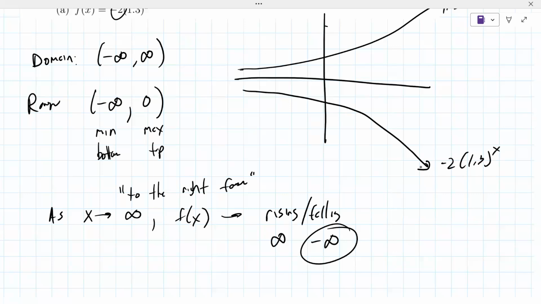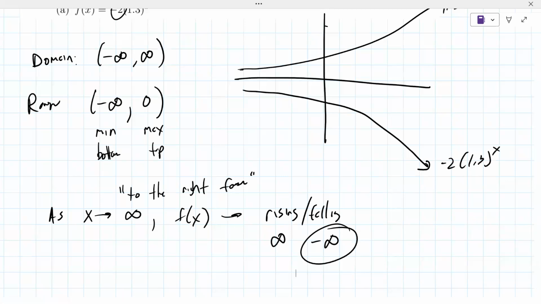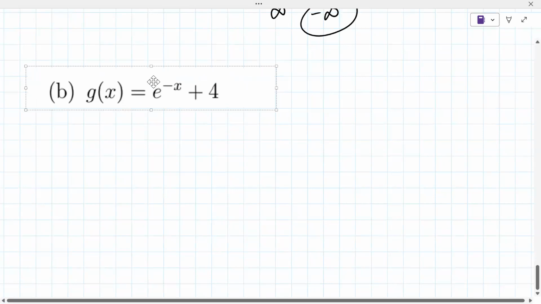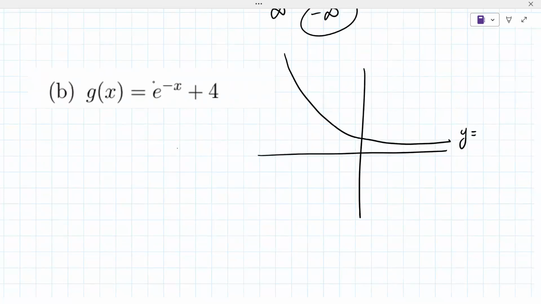And then for B, would it be the same except the range would be different? Hold on, let me graph it real quick. Because there's a +4. So e to the minus x looks like this, and then +4 is this graph.